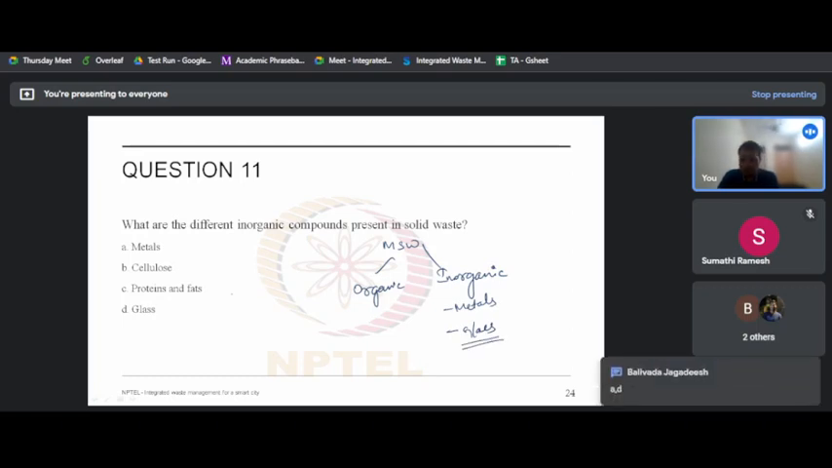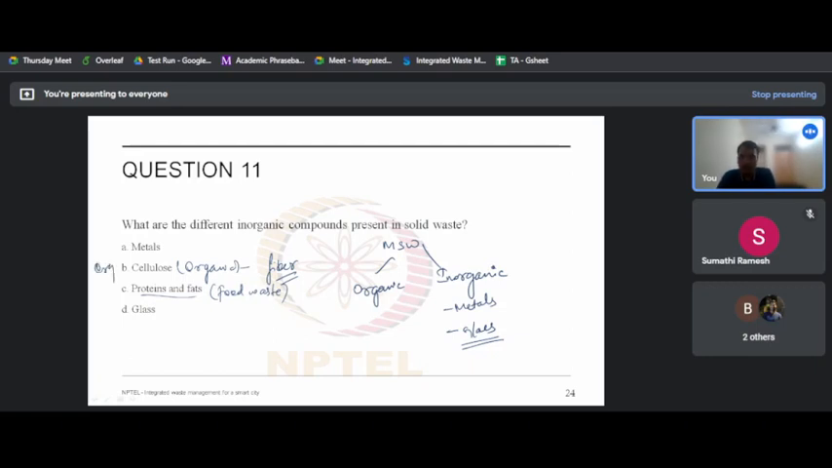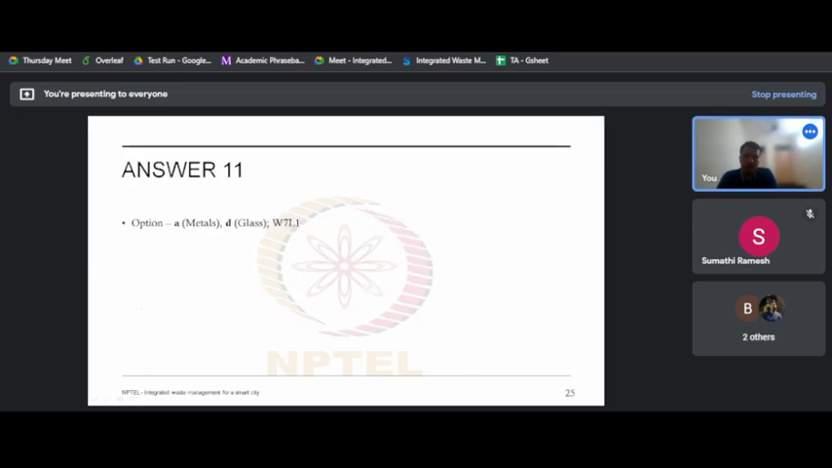So you can see cellulose is organic. Cellulose is nothing but fibrous material, such as cloth fibers and all that. Proteins and fats will come from food waste generally. So these two are organic. So B and C are not correct, whereas glass and metals are inorganic. So A is correct. Glass is also inorganic, so D is correct. So A and D are the correct answers. For metals and glass, you can refer to the first lecture of week 7.